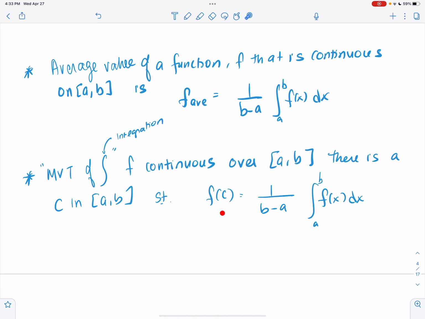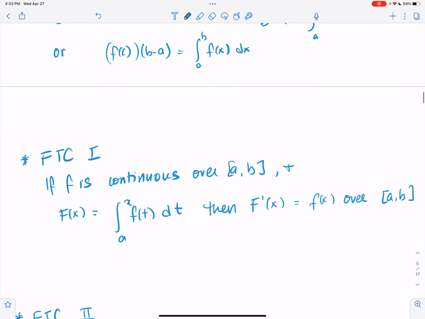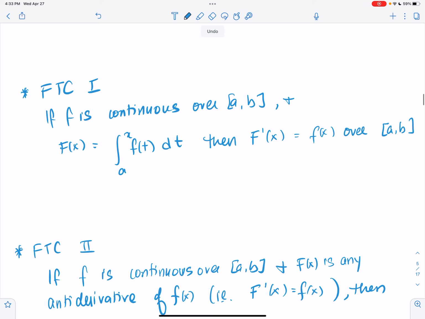It says there must be a c where f of c equals the average value, or we could say there must be a c where f of c times the length of the interval equals the integral. Either way, it's the same. Okay? That's the mean value theorem of integration. And the last two main ideas are fundamental theorem of calculus 1 and 2.